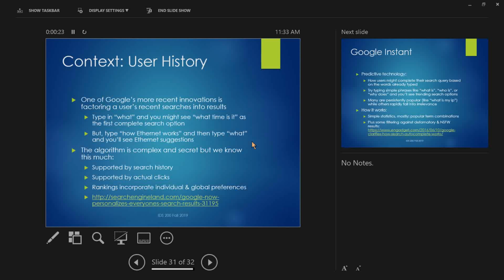All these rankings incorporate individual and global preferences. Global preferences are basically the whole world, all these people looking at searches and what they're doing. But of course, your own recent history is given more weight for you in particular, during a particular browsing session. If you go out of the browser and clear your cookies and all your other stuff, and go back in, it'll be like you're Googling for the first time.